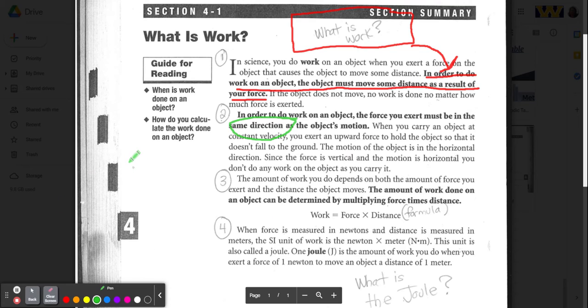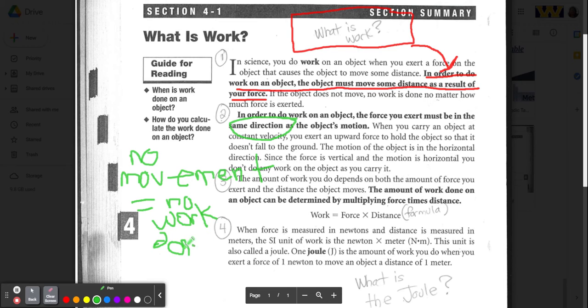All right, let's write that down over here because that's important for this unit. No movement equals no work. No work is being done. Sorry for the handwriting, guys. Sorry, hard to write with this pen. Okay, we'll keep going.